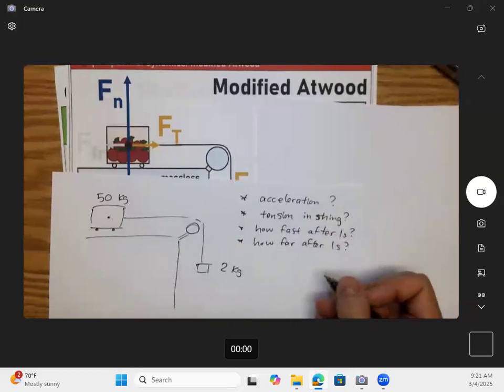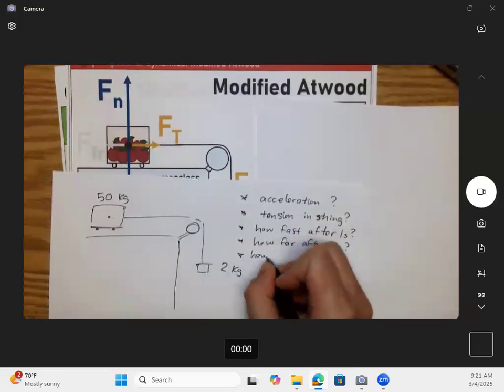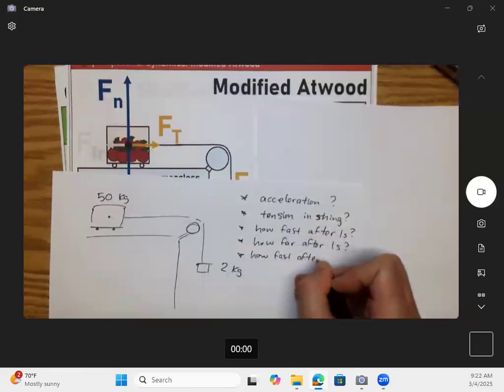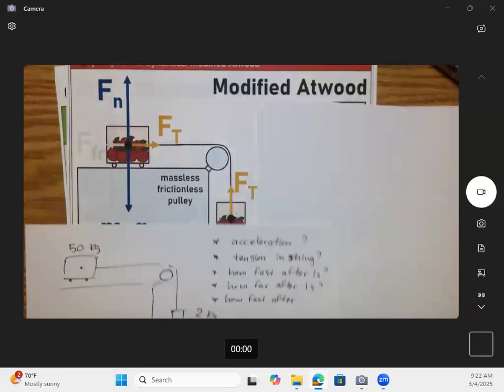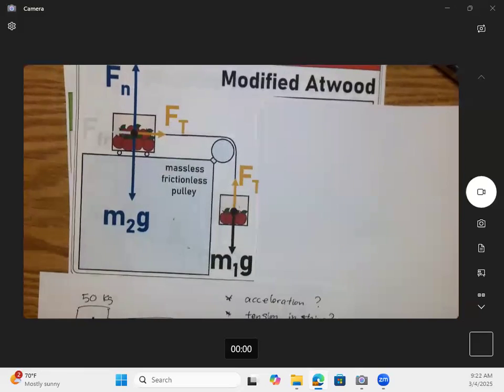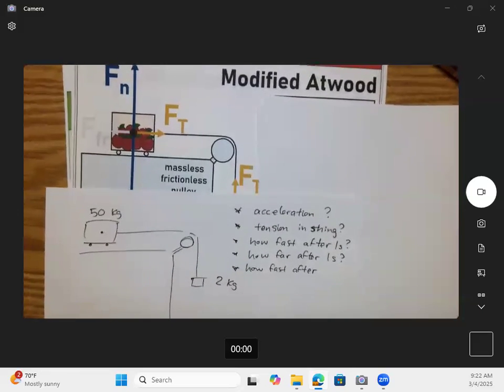And then I'll say how fast after. And then just like before, we'll take whatever the answer to this how far question is, we'll plug it in there, and then we'll switch over and do the energy part of this. Right? So this is a pretty similar setup, but a little bit different. So 2 kilograms versus 50 kilograms. I'll solve it. You guys solve it.